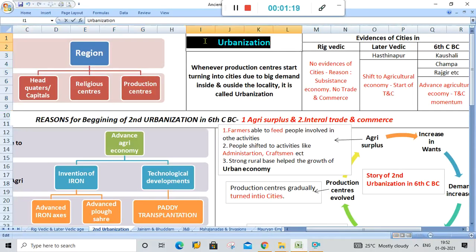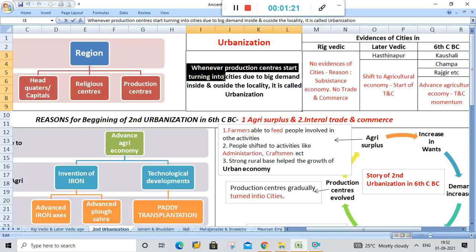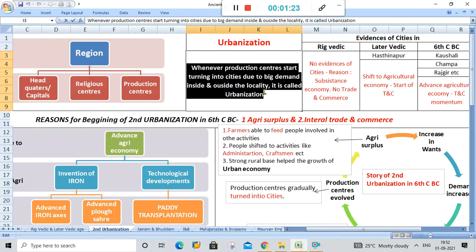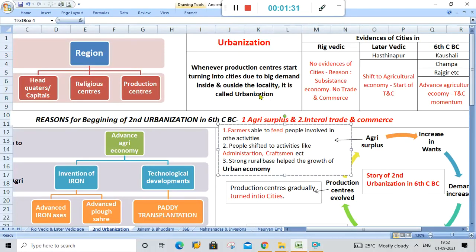So here the urbanization definition is like this. Whenever production centers start turning into cities due to big demand inside and outside the locality, it is called urbanization. Whenever there is a huge demand for something and there is an increase in the number of manufacturing units or production units, then it is called urbanization.